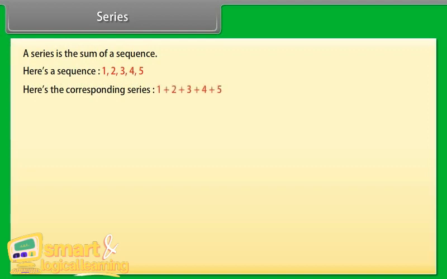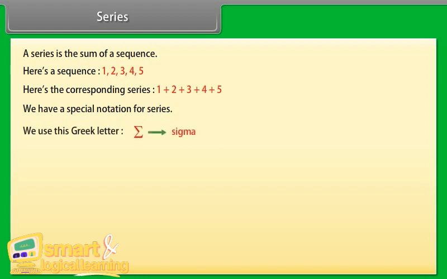Series. A series is the sum of a sequence. Here is a sequence. 1, 2, 3, 4, 5. Here is the corresponding series. 1 plus 2 plus 3 plus 4 plus 5. We have a special notation for series. We use this Greek letter, that is sigma. It is an S in the Greek alphabet. Think of it as an S for sum.